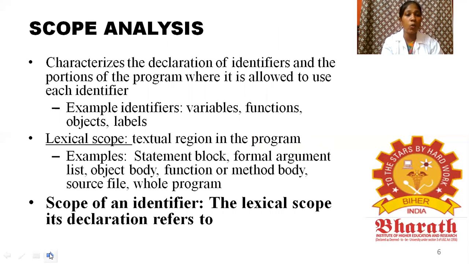Whenever you have identifiers like variables, functions, labels or objects inside your program, you need to use them wisely and in the right place. What the semantic analysis does is identify whether the declared variable or the declared function has been used in the right place and position or not. That is what the scope analysis will be doing.